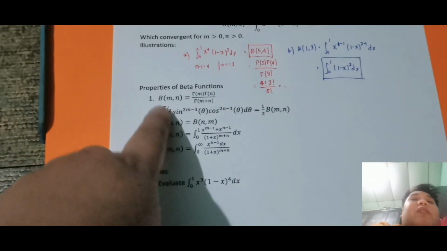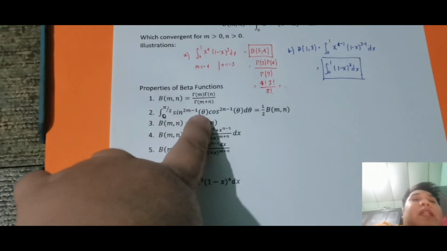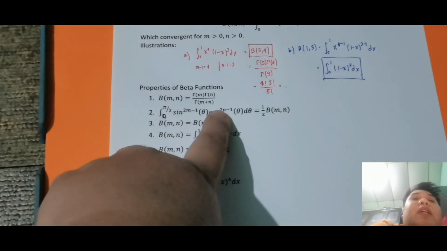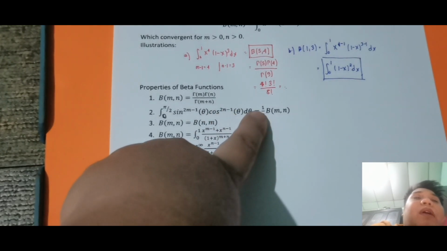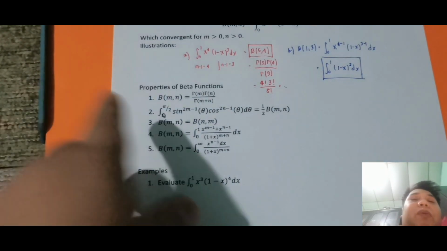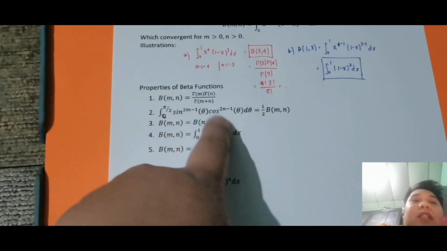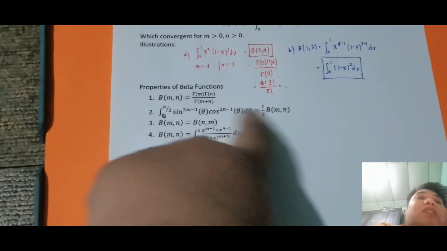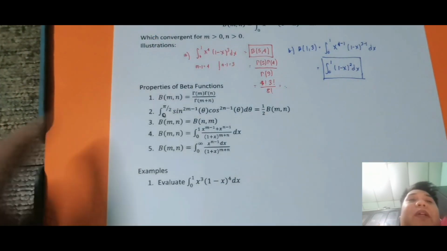So if we have the integral from 0 to pi over 2 of sine raised to 2m minus 1 theta, cosine of 2n minus 1 theta d theta, that is simply equivalent to 1/2 beta of m, n. So kung meron naman tayong format na 0 to pi over 2, tapos sine raised to 2m minus 1, tapos cosine 2n minus 1, ito lang yung sagot. Ano kasimple. So again, same sila, beta lang din yan, pinagkaiba lang may 1/2 tapos may pi over 2.